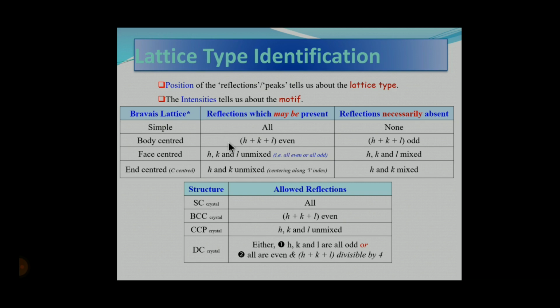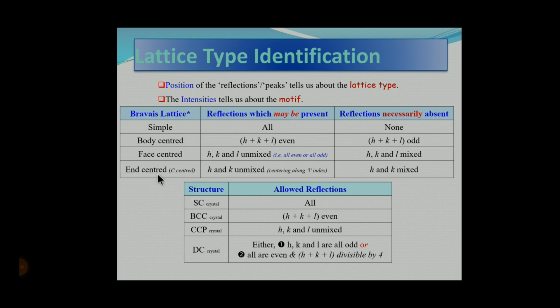In the case of a body centered cube, the HKL sum should be even for a peak to occur. In the case of H plus K plus L odd numbers, those reflections will not be present. And in the case of face-centered, H, K and L should be unmixed. That means either HKL should be all even or all odd. Mixed cases will be absent in the spectra.